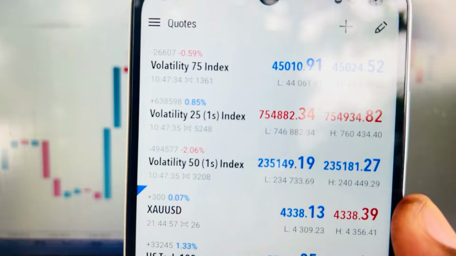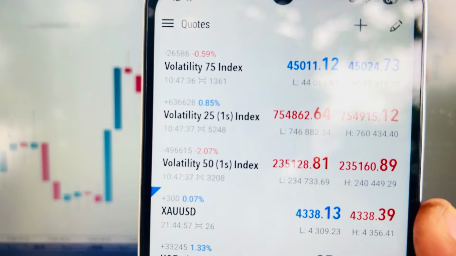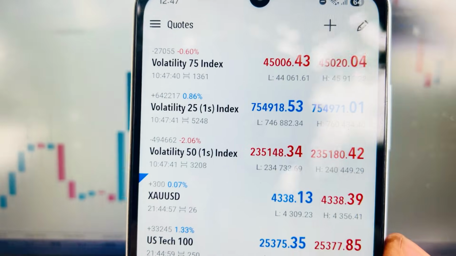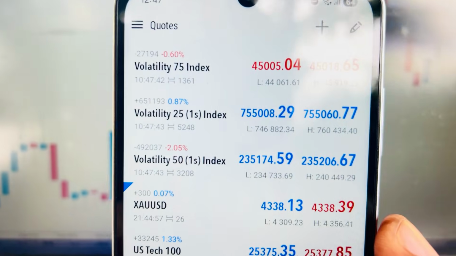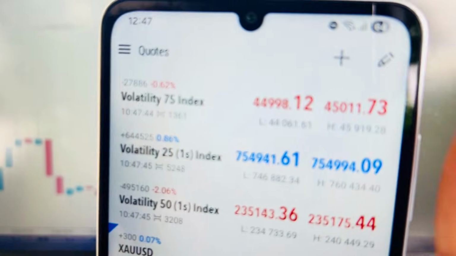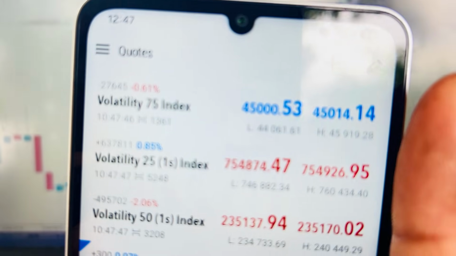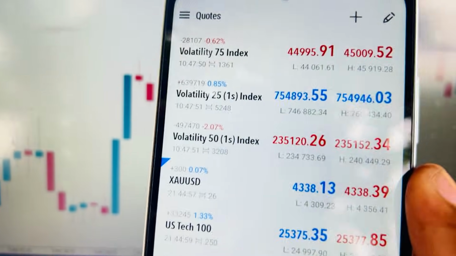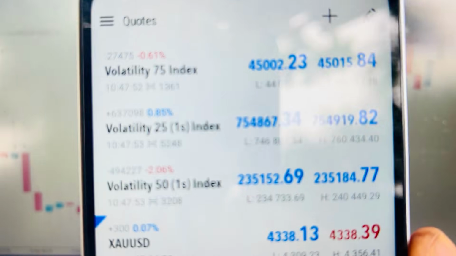But these three, these are the best, right? I trust you've seen me trading volatility 75. So adding this asset is simple. You just go to the plus icon. For iPhone Vision, you just go to the search icon. You'll be able to see it there, and then you add this asset. It's simple. We have another tutorial on how you add this asset.